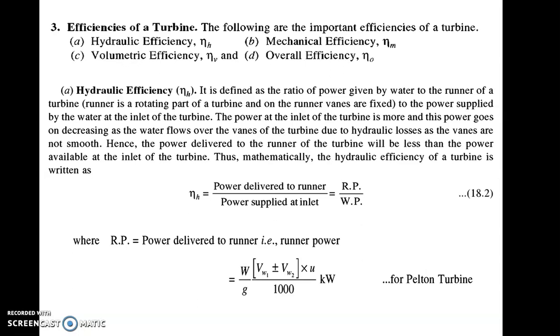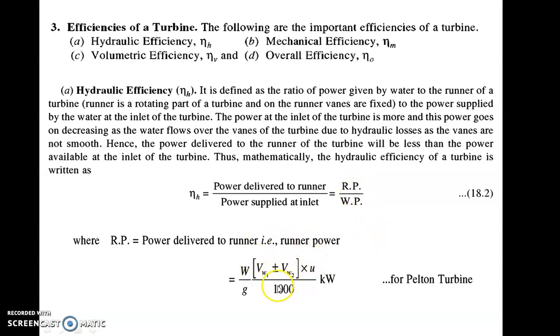First one is the input power, or water power, as it is also called, then runner power and shaft power. In between input power and runner power, the efficiency which comes is called the hydraulic efficiency. It is defined as the ratio of runner power to the water power. How will you calculate the runner power?